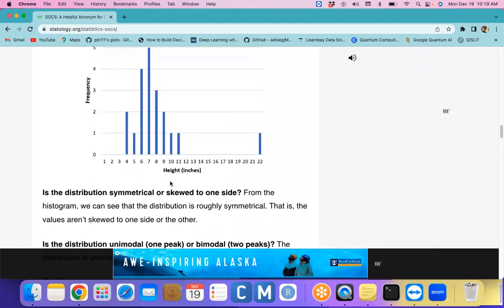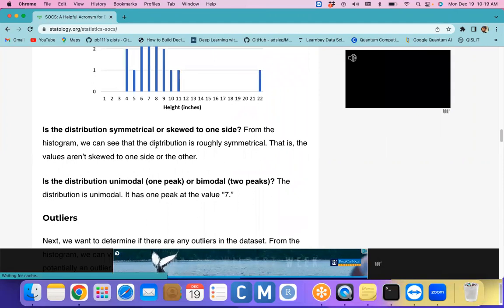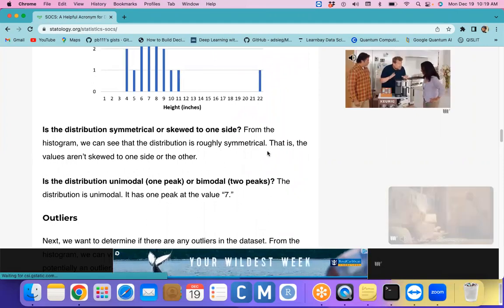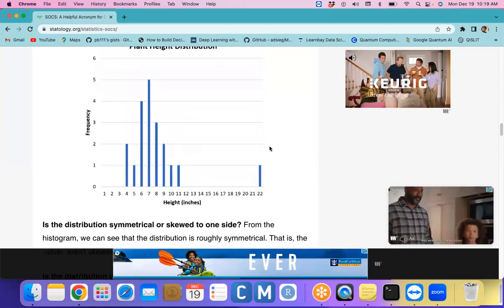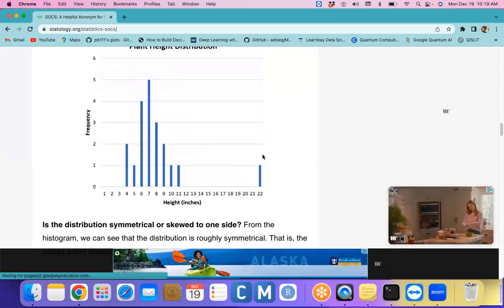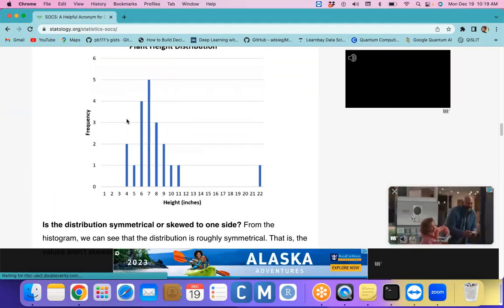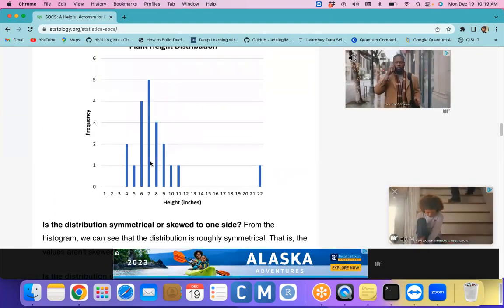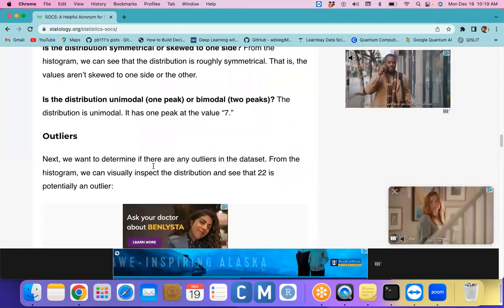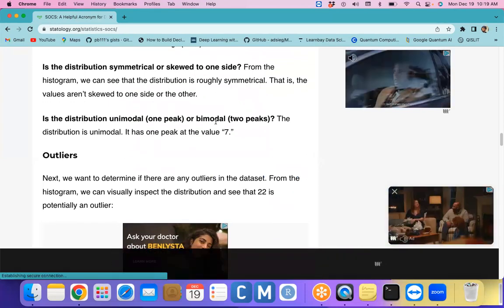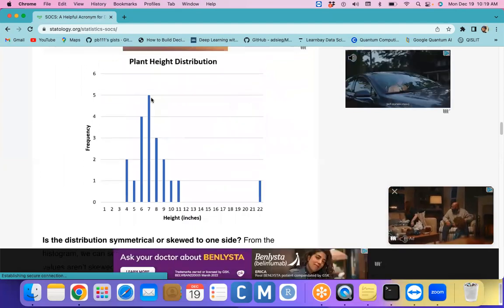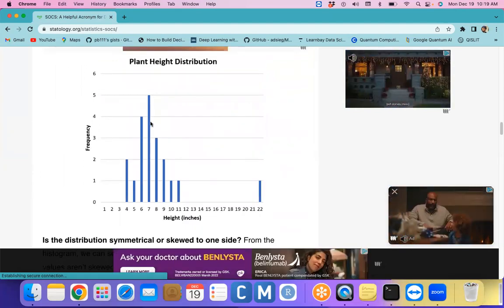Yes, of course it is symmetrically distributed. The histogram is roughly symmetrical. The values are not skewed to one side or the other. Just one outlier is there. Is the distribution unimodal or bimodal? When you see this graph, we have only one peak, so that's unimodal.